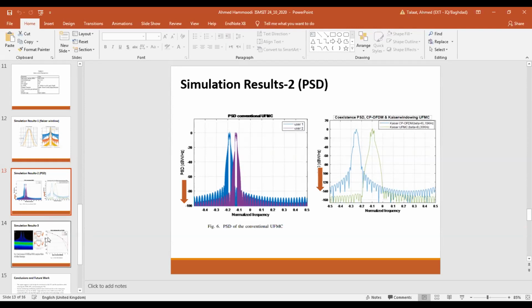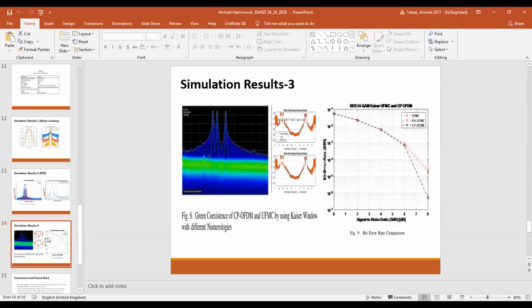The next slide shows the green coexistence of CP-OFDM using the Kaiser window. This is the bit error rate for 64-QAM Kaiser universal filtered multi-carrier and CP-OFDM. After the signal-to-noise ratio reaches 6, all the systems have equal bit error rate, but after that CP-OFDM is better than UFMC.